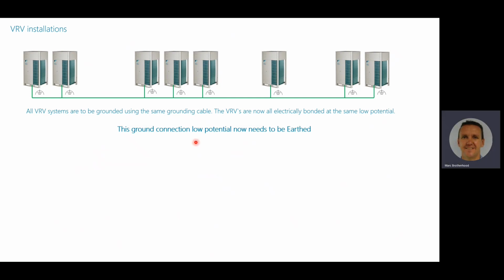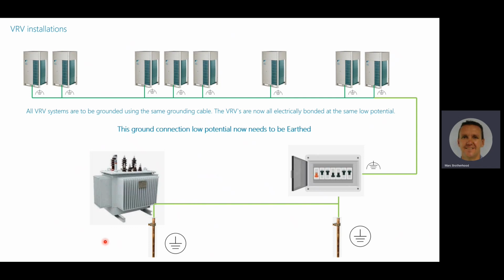This ground connection at low potential now needs to be earthed. So we run that lighter green cable into my DB as a ground, not an earth, as a ground, and then I connect it. Thus we can create what we call a clean earth, and typically at the transformer you have a dirty earth. Far less circulating currents. So here your ground would come into your DB and it would now connect to an earth. You see there are two totally different symbols.